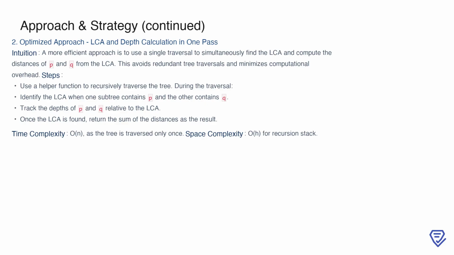Once the traversal is complete and the LCA is found, we can directly calculate the total distance by summing the depths of the two nodes. This method is more time efficient, with a time complexity of O(n), since the tree is traversed only once. The space complexity remains O(h), as we still need to account for the recursion stack. This approach minimizes computational overhead and is well suited for larger trees.